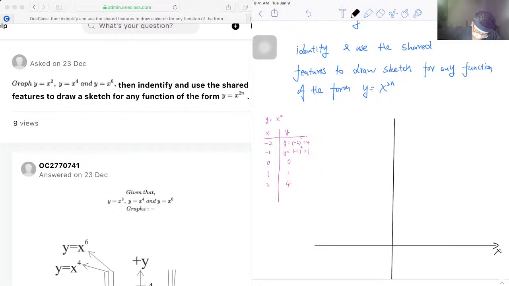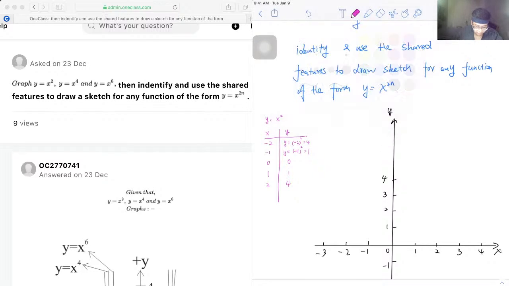So that's the x-axis, that's the y-axis. Okay. That's 1, 2, 3, and 4. 1, 2, 3, and 4. -1, -1. Okay. That's -2, -3. Okay.